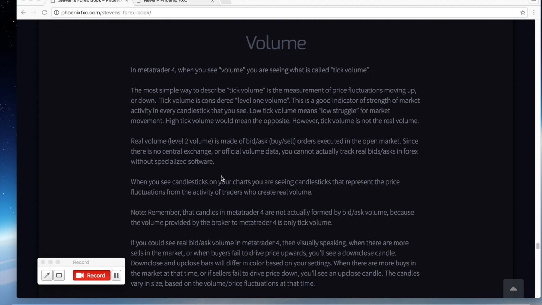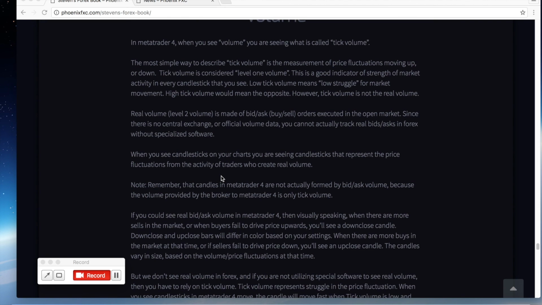In MetaTrader 4, when you see volume, you're seeing what's called tick volume. The most simple way to describe tick volume is the measurement of price fluctuations moving up or down. Tick volume is considered level 1 volume. It's a good indicator of strength in the market activity in every candlestick that you see, and low tick volume means low struggle for market movement. High tick volume would mean the opposite. However, tick volume is not real volume.